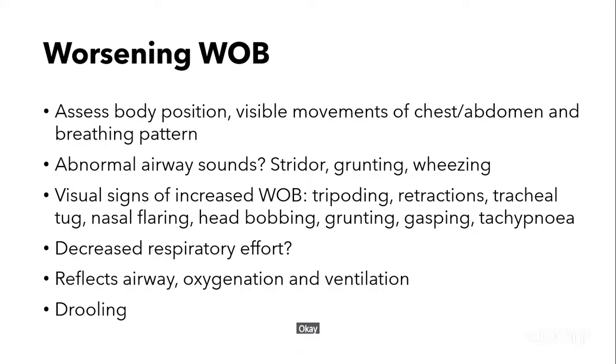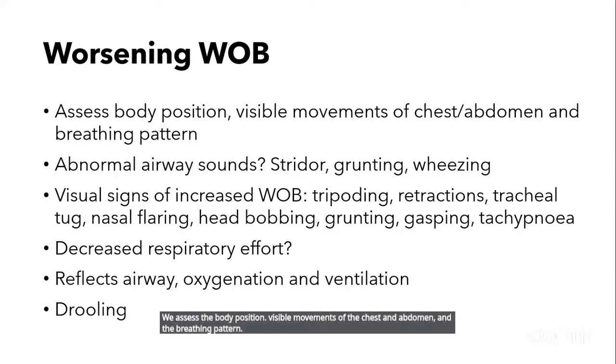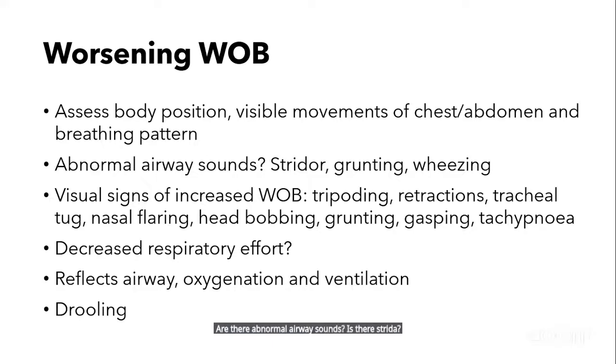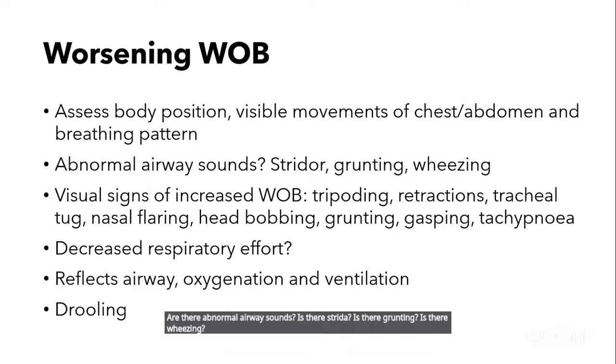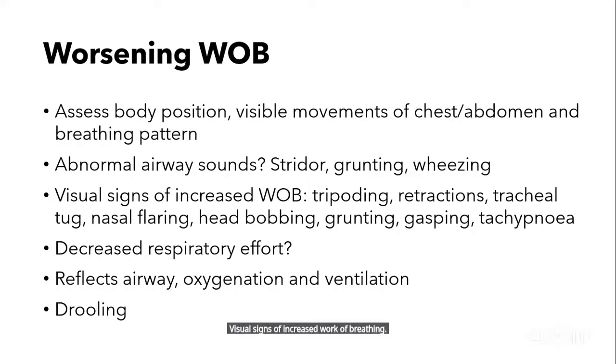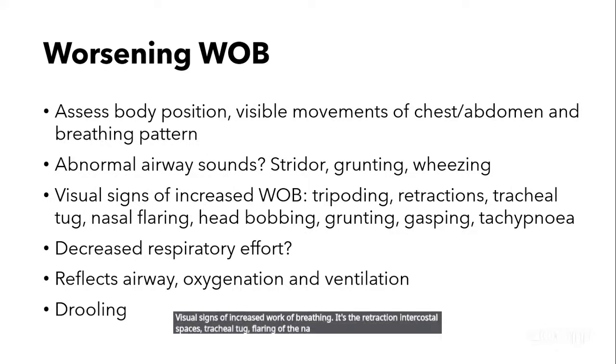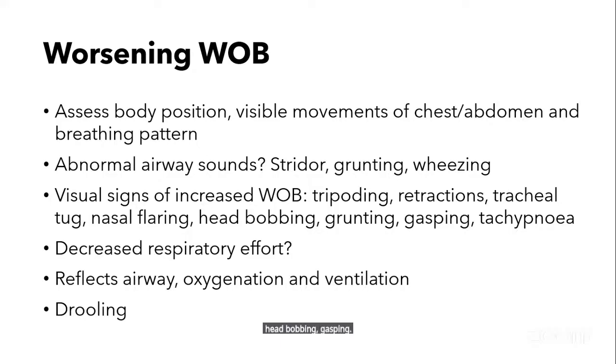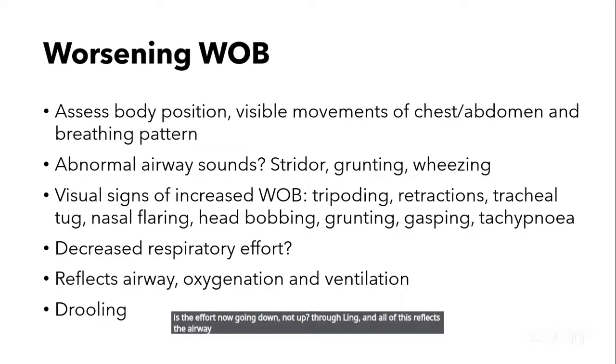Okay? How do we assess worsening work of breathing? We assess the body position, visible movements of the chest and abdomen, and the breathing pattern. Are there abnormal airway sounds? Is there stridor? Is there grunting? Is there wheezing? Visual signs of increased work of breathing. Is he tripoding? Is there retraction of the intercostal spaces? Tracheal tug, flaring of the nares, head bobbing, gasping. Is the child getting tired? Is the effort now going down, not up? Drooling, and all of this reflects the airway, oxygenation, and ventilation.